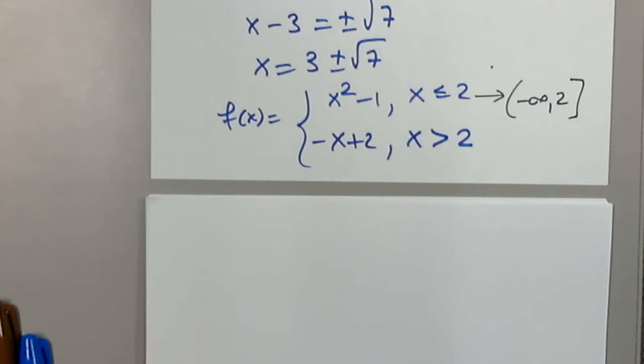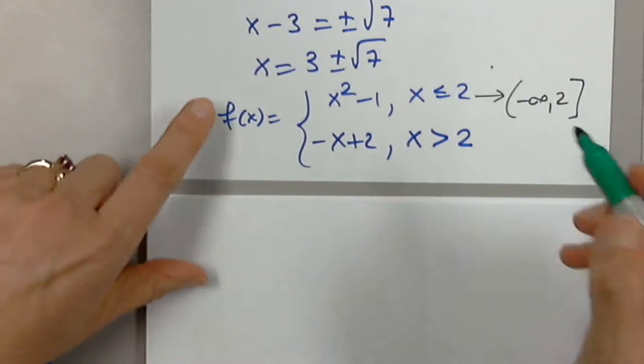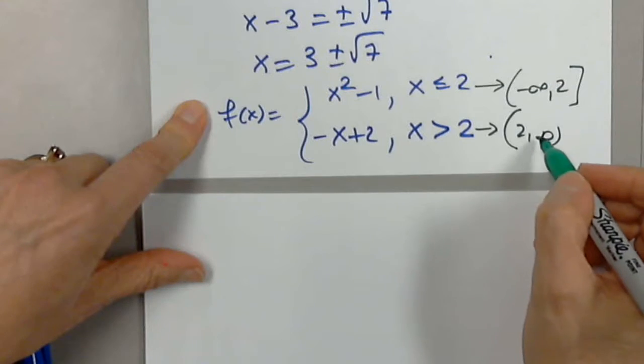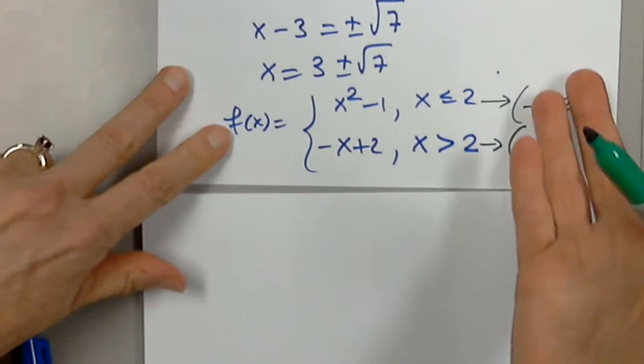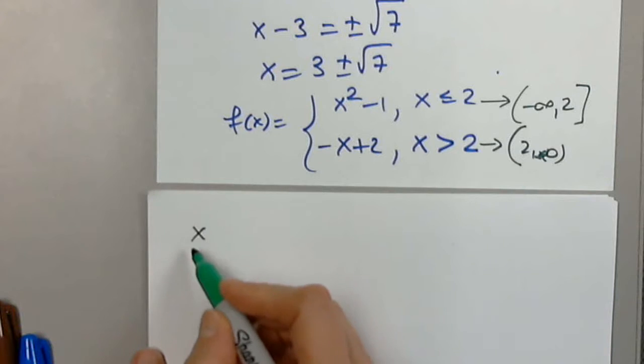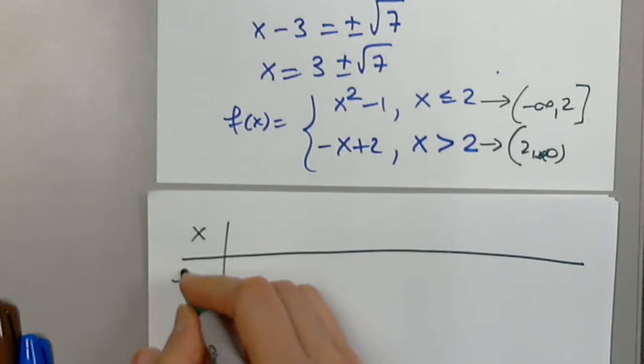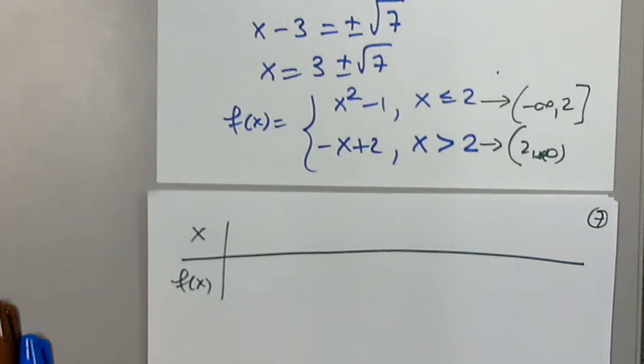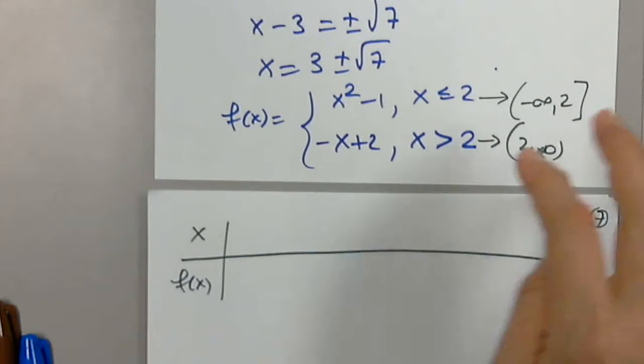Can anyone give us the interval notation for the other one? Awesome. With a parenthesis because it's not included. Perfect. Now here, I have more chances maybe to find a domain. And also, I'm preparing it for the chart. So, can anyone identify the domain for us? Exactly. Nothing is missing. From negative infinity to 2, and from 2 to infinity.